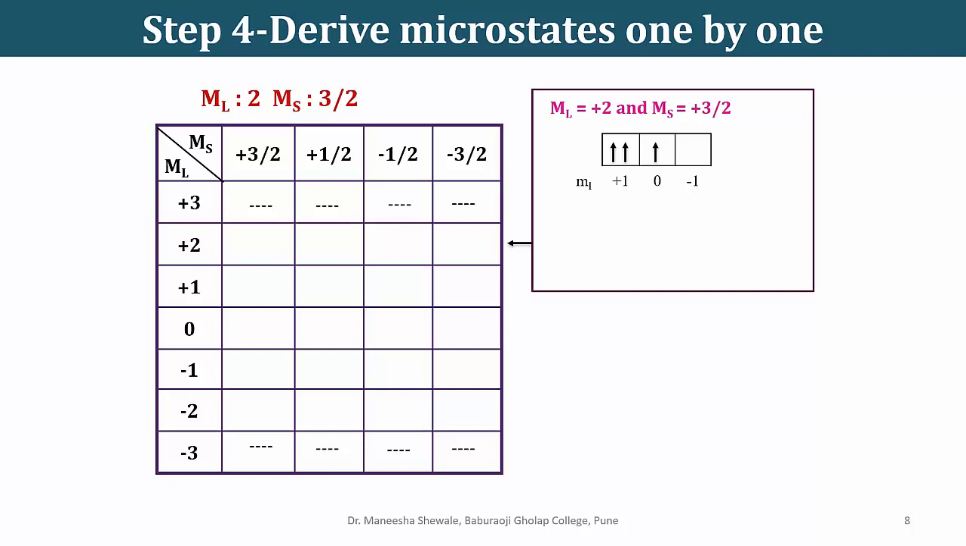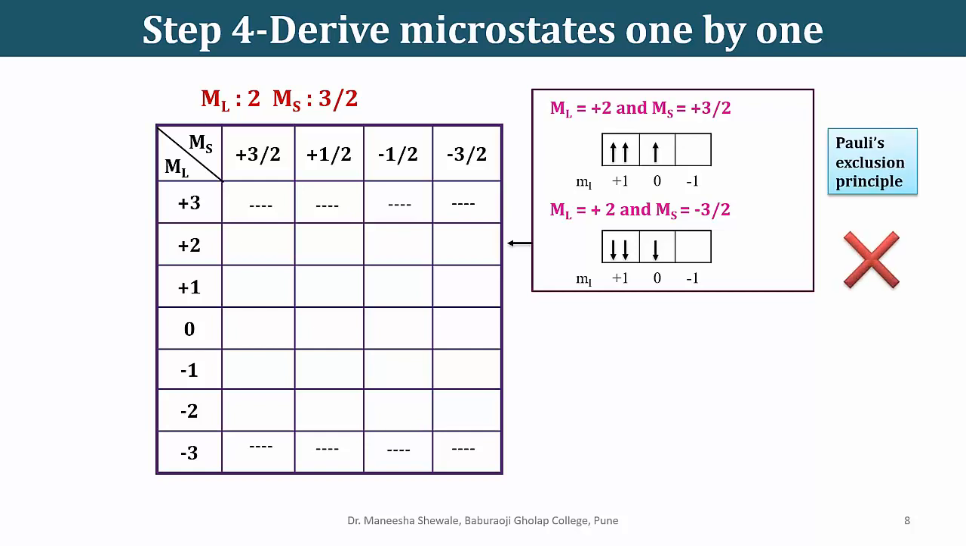Now Ml plus 2 is obtained when 2 electrons will be filled in the orbital with Ml plus 1 and third in the orbital with Ml 0. Ml plus 2 and Ms minus 3 by 2 can be obtained in the same manner, but here the spins will be minus half for each electron.